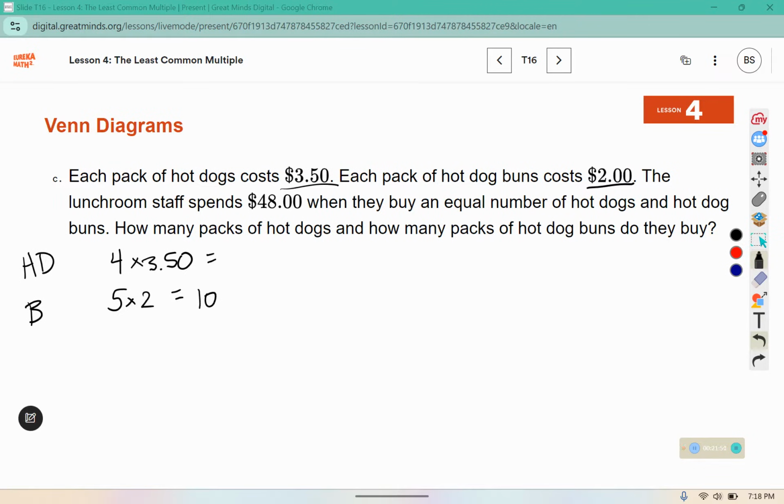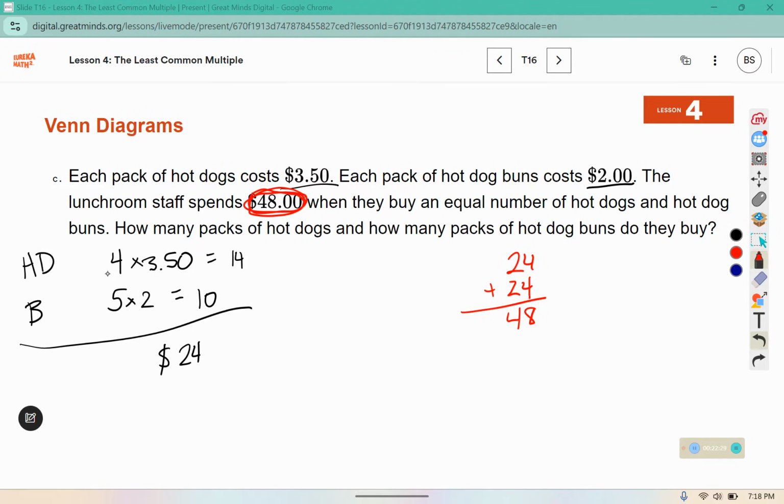5 times 2 is 10. 4 times $3.50 is 14. So that would give us a total of $24 for 40 hot dogs. But they spent 48. Four plus 4 is 8. 2 plus 2 is 4. So if they buy 2 sets of this amount, that would give them the correct dollar value.